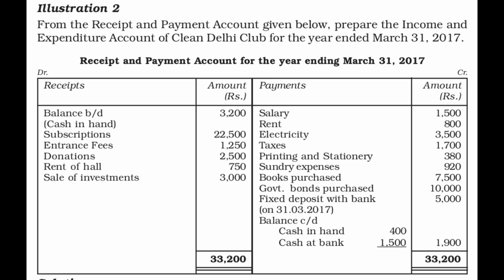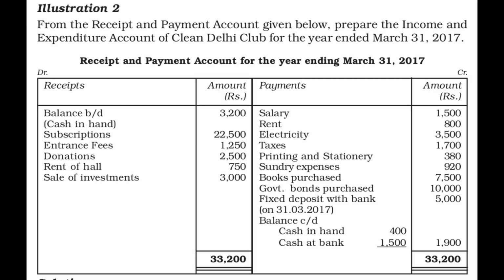Next item it is books purchased rupees 7,500. It is a payment, but it is a capital expenditure, therefore not taken in the income and expenditure account. ഇതൊരു റവന്യൂ എക്സ്പെൻഡിച്ചർ അല്ല, ക്യാപിറ്റൽ എക്സ്പെൻഡിച്ചർ ആണ്. എന്ന് പറഞ്ഞാൽ ഒരു അസറ്റായി മാറുന്ന എക്സ്പെൻഡിച്ചർ ആണ്, അതുകൊണ്ട് ഇൻകം ആൻഡ് എക്സ്പെൻഡിച്ചർ അക്കൗണ്ടിൽ എടുക്കില്ല.